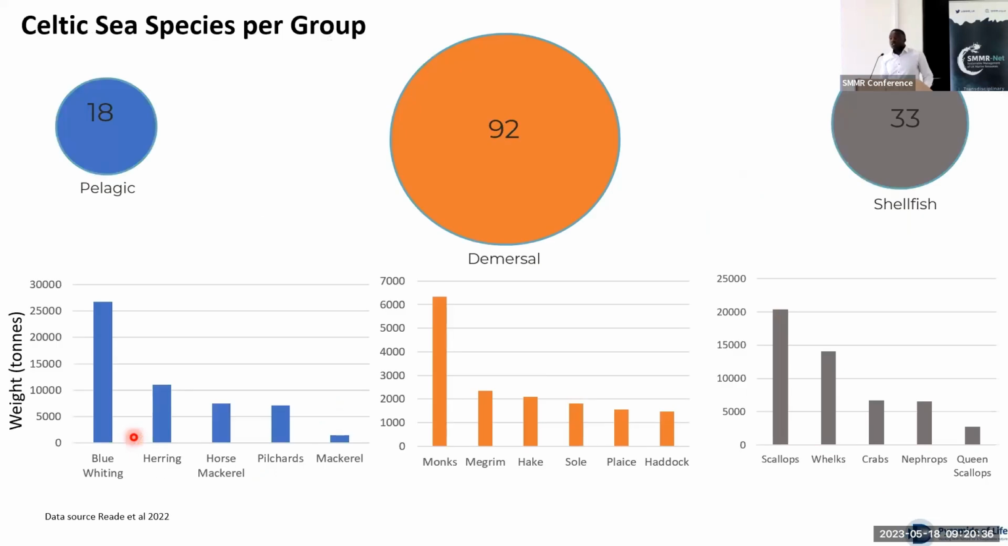In terms of the species groups, they also do vary, but mainly we have the demersal taking the lion's share of the species in the area. This is followed by the shellfish, and then lastly, the pelagics. Among these groups, the blue whiting is the most dominant pelagic species. And then among the demersal, we have the monks, and the scallops make a significant contribution for the shellfish.